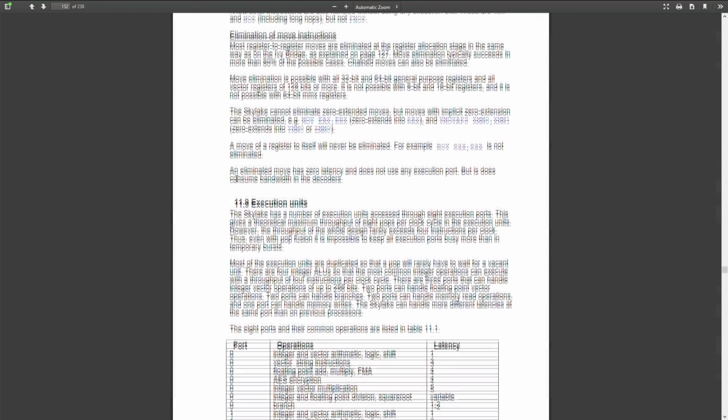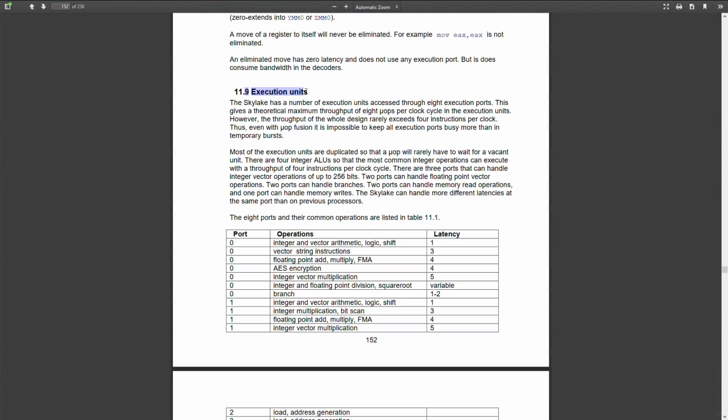Now, skipping some of the middle end and going to the execution units, Skylake is shown to have 8 execution units in total, giving a theoretical maximum of 8 micro-ops per clock. However, Dr. Fog states that the throughput rarely exceeds 4 micro-ops per clock.